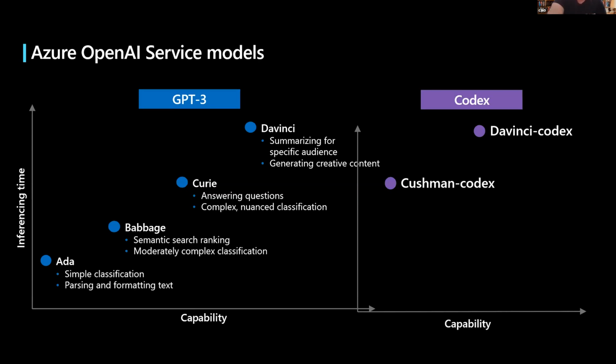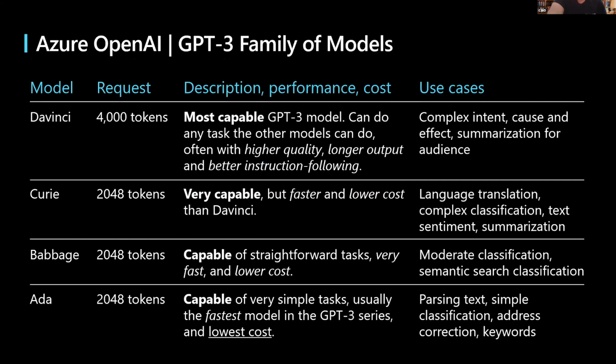But yeah, be aware that the Da Vinci one is the most capable one. So here are some examples of the families of the models. For the use case, for example, if you have complex intent, cause and effect, summarization for audience, probably Da Vinci is the most capable one. It can do basically any task the other models can do, but often with higher quality, longer output, and better instruction following. But then the other one, Ada, is capable of very simple tasks, usually is the fastest model, and it is also low cost. So it's good for parsing text, simple classification, address correction, keywords. So taking this into consideration.